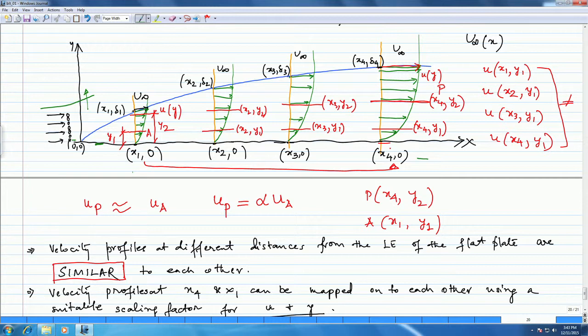Just to give you a very crude example, say I multiply the velocity profile at x1 by, say, 2, then I should be able to get the velocity profile at x2. Maybe if I multiply it by 3.5, I should get it at x3, and something like that. Okay, so that's what I'm trying to say.